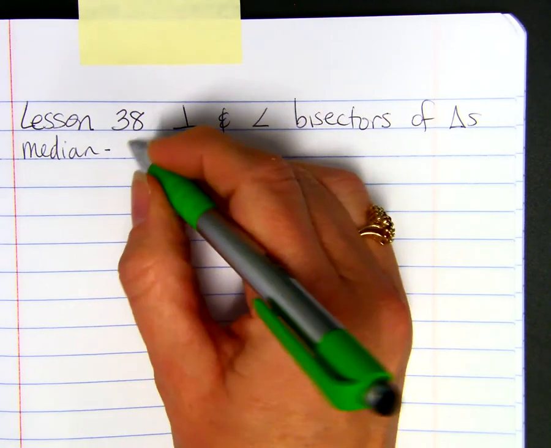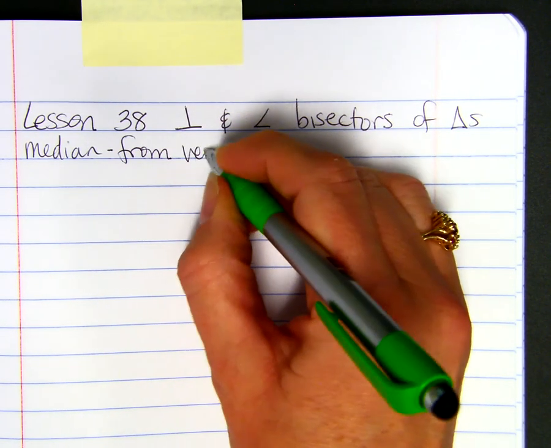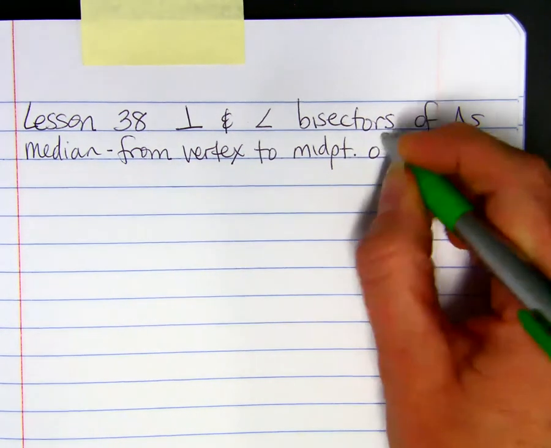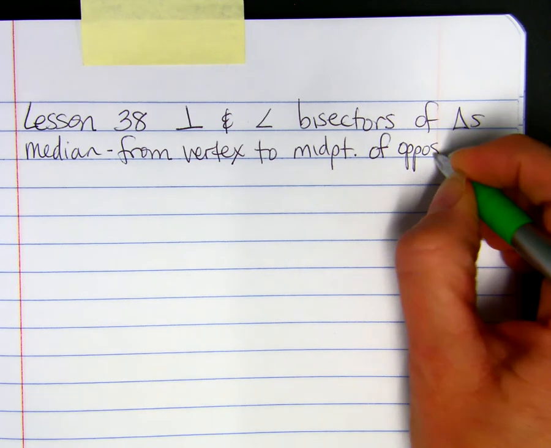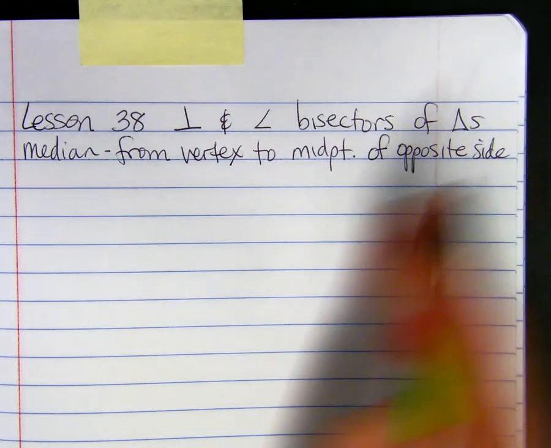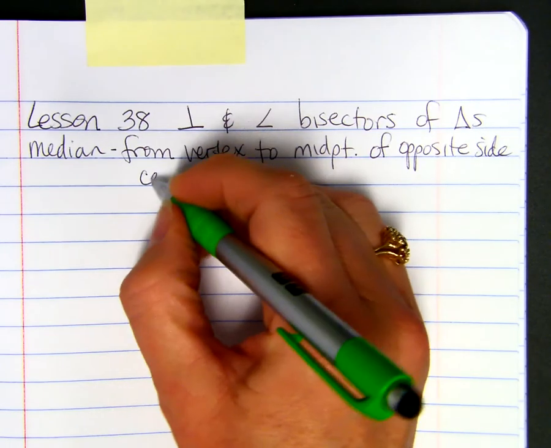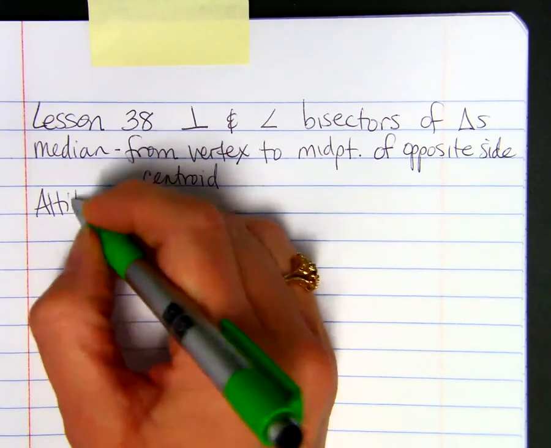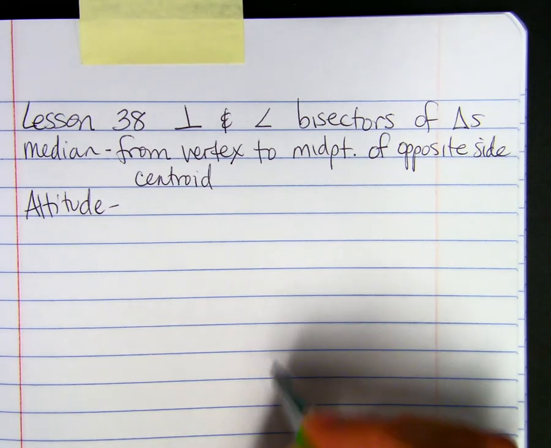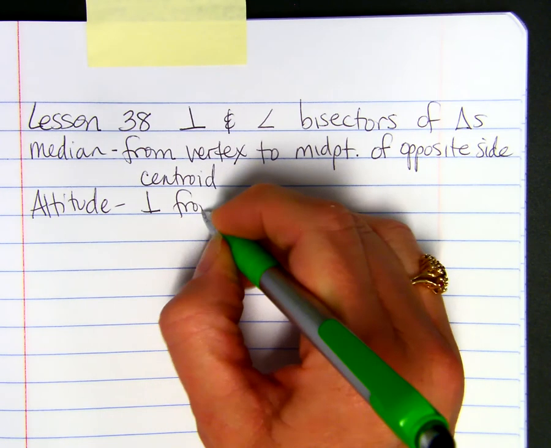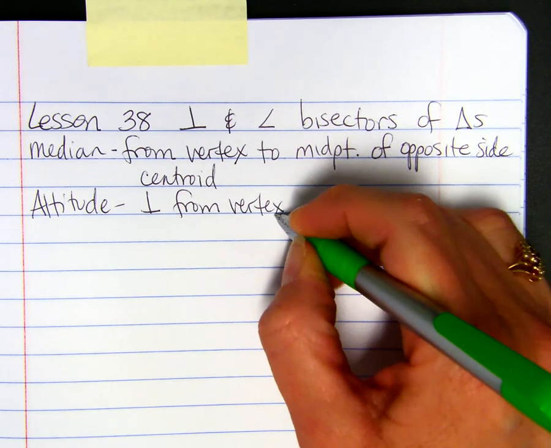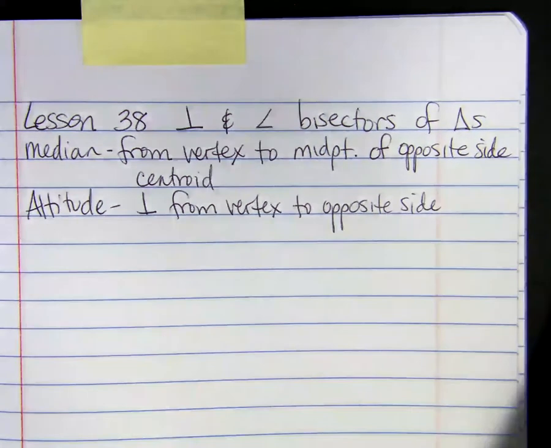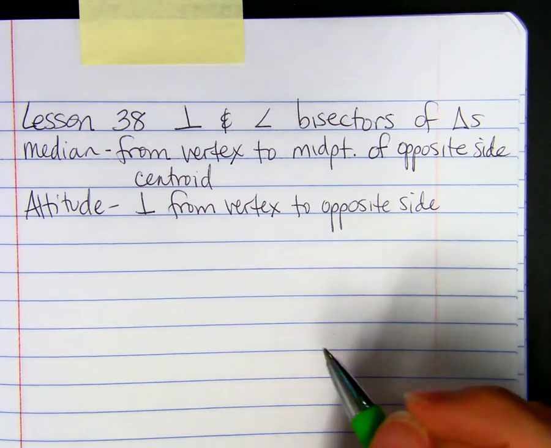So the median was from a vertex to the midpoint of the opposite side. And where the three medians meet is called the centroid. And then we did an altitude, which is just perpendicular from the vertex to the opposite side. And where those three altitudes meet is called the orthocenter.